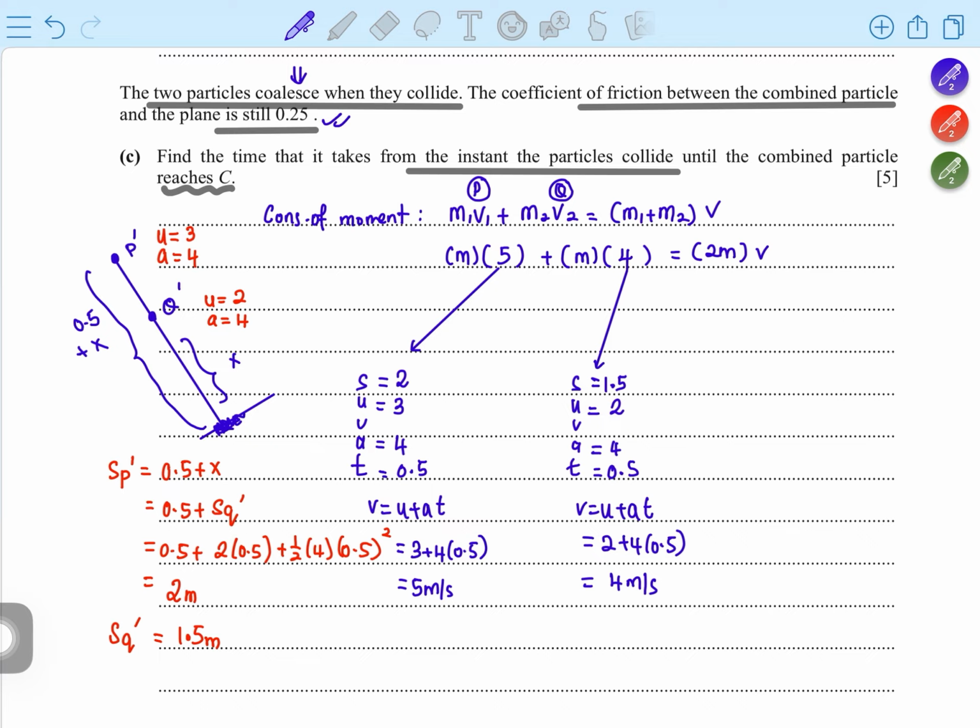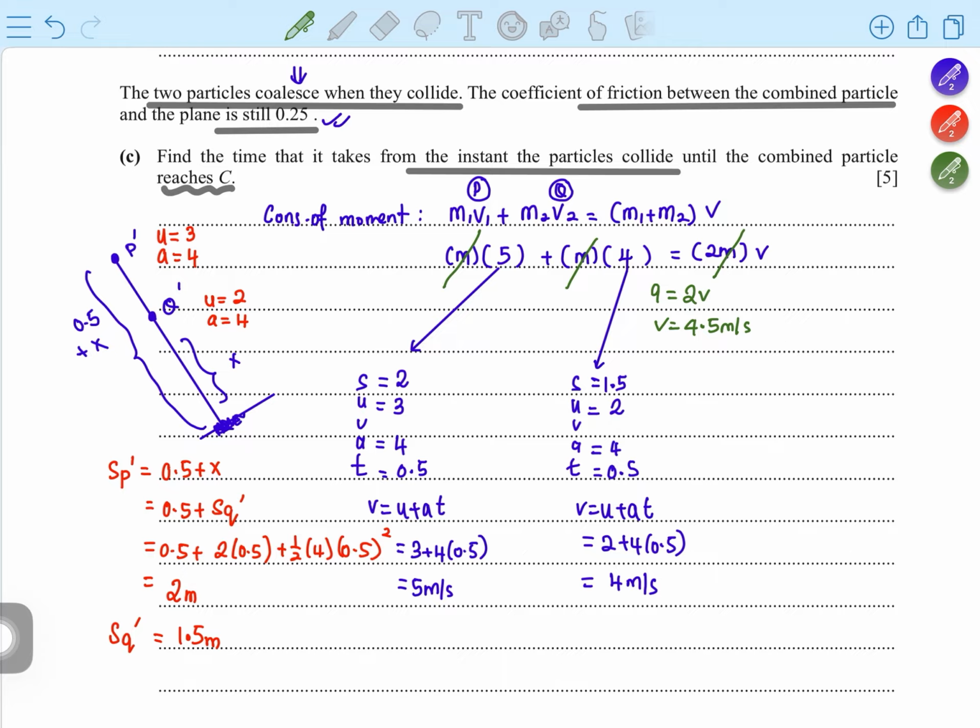Now, do you think you can find the speed they will have when the particles coalesce? It means merge together. Okay, let's solve. I cut the M here, cut the M here, cut the M here. So 9 is equal to 2V. So when they coalesce, the speed of the particle will be 4.5.